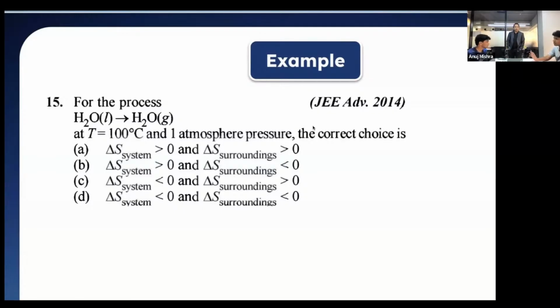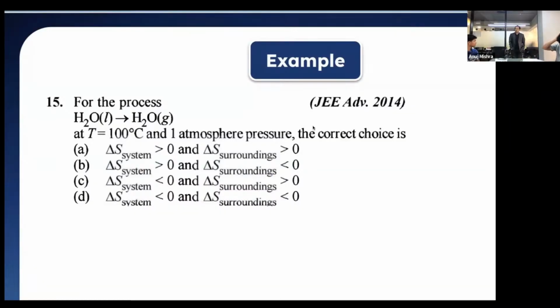Why A? System will decrease? No, because when you go from liquid to gas, entropy increases. We are supplying heat from the surroundings to the system. System will increase, surrounding will decrease. Correct, but it's not reversible. So the entropy of the universe won't be 0, but it will be constant.